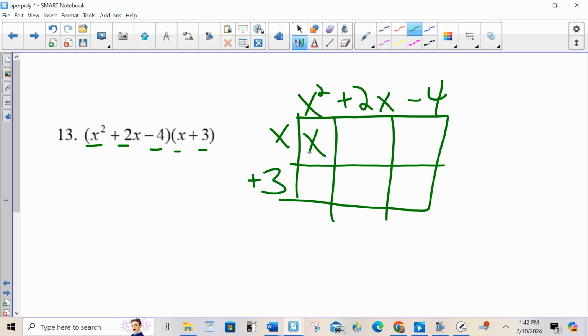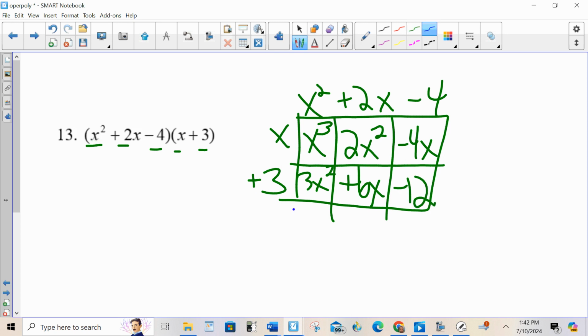X times x squared is x to the third. X times 2x is 2x squared. Again, this all builds on operations with monomials. If you can't do that, you can't do this. 3 times negative 4 is negative 12.